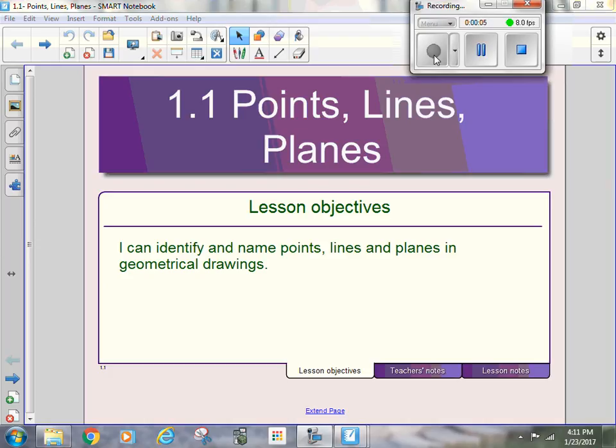So lesson 1.1 is on points, lines, and planes. The lesson objective is that I can identify and name points, lines, and planes in geometrical drawings.